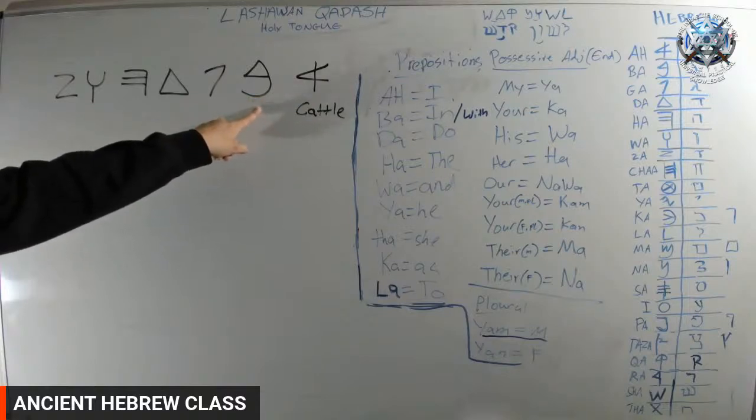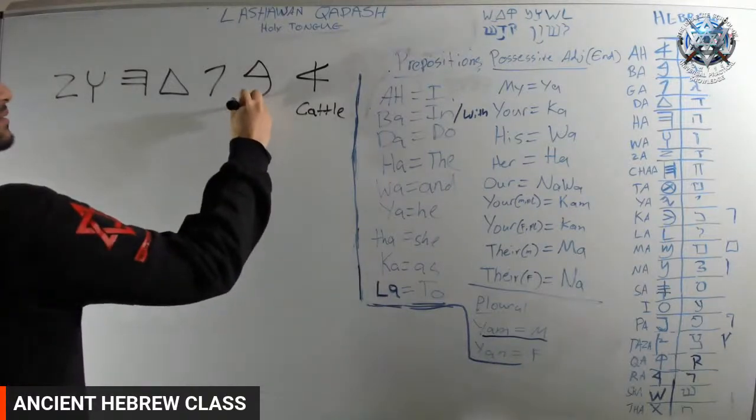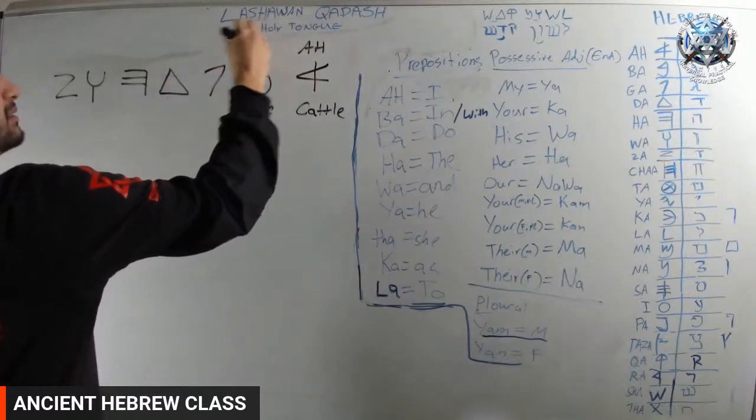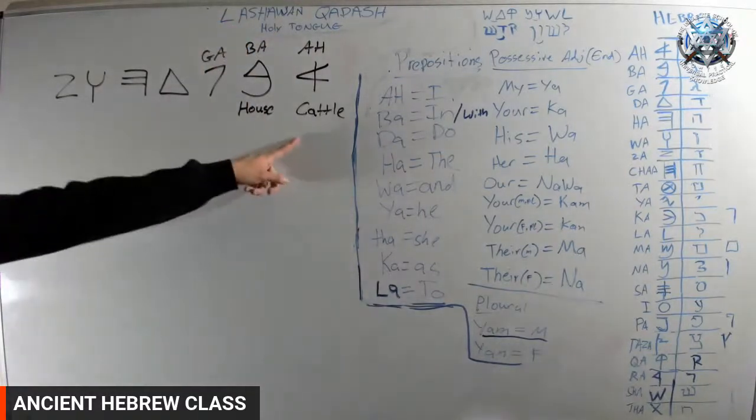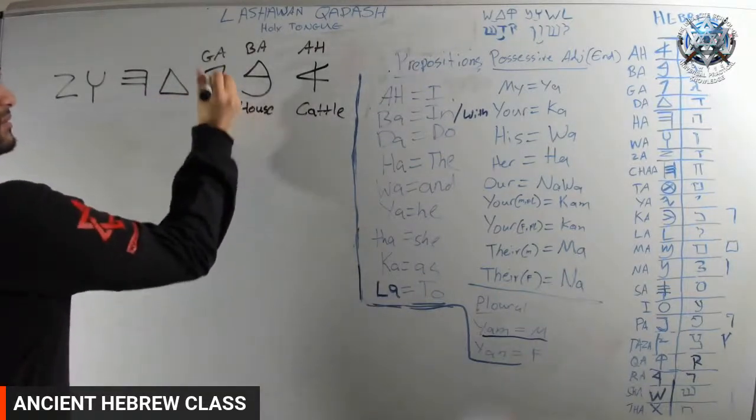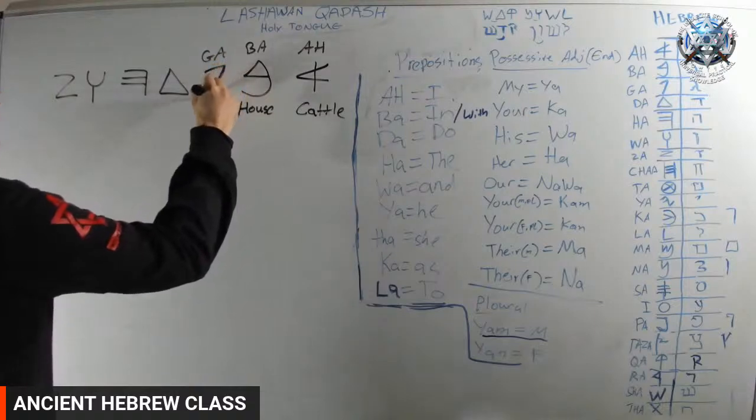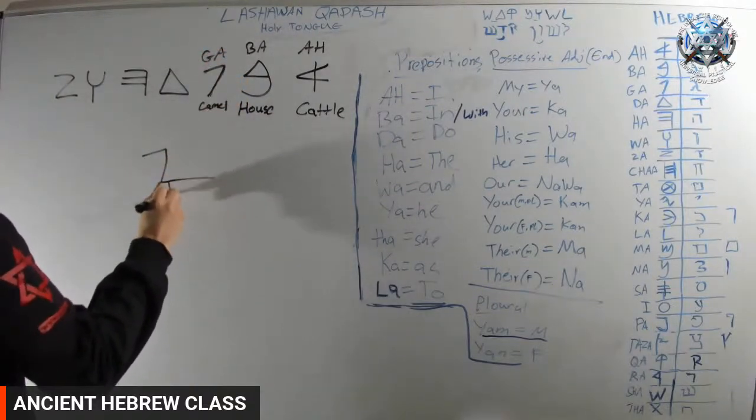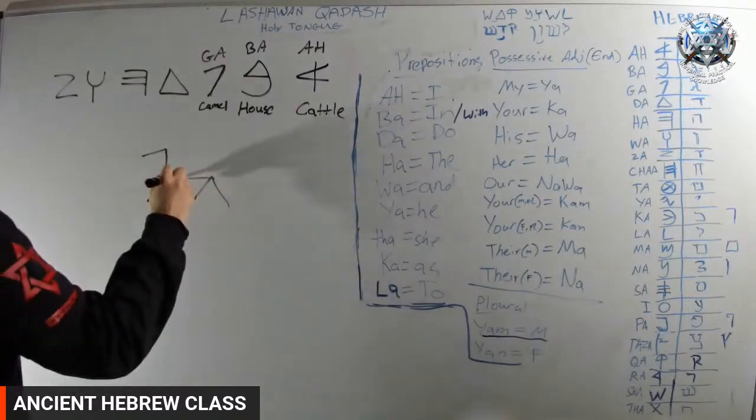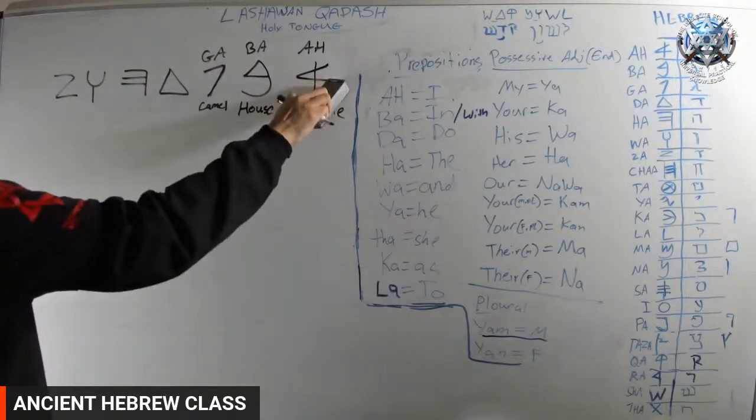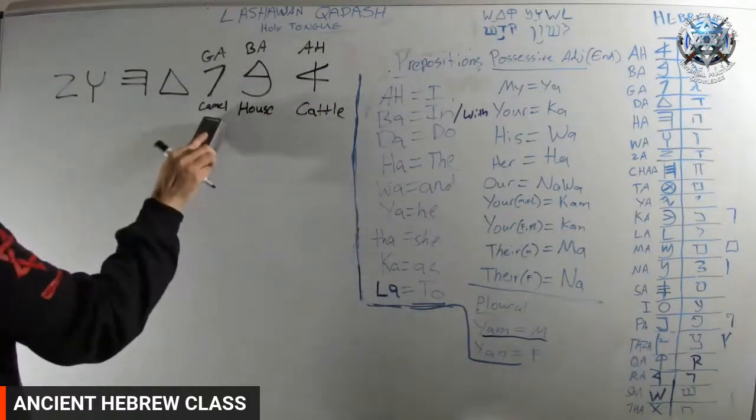What's this one right here? Do you remember this one? It's a house. We got ba, we got ga. We got cattle, we got house, we have camel. How is it visually a camel? Because a camel basically looks like this, right? Might have some humps or something like that. And just like how this is the head of a cattle, this is the head of a camel.